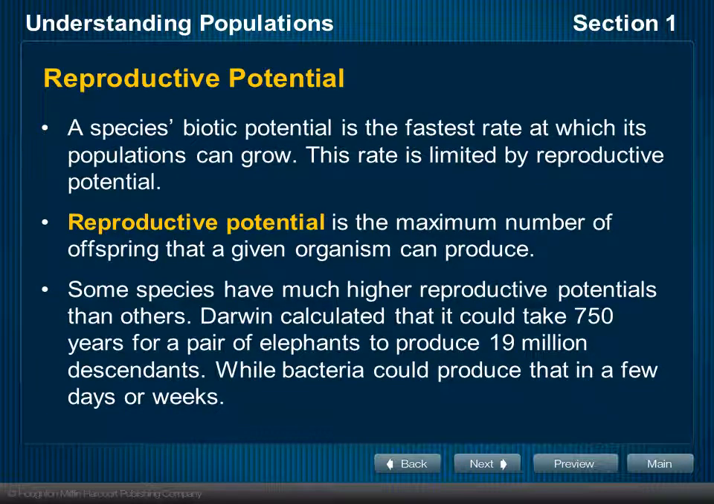And then obviously we understand as we look at different species that some species are going to have really, really high reproductive potentials. They can produce a lot of organisms in their life. And some species are going to have really, really low reproductive potentials. Darwin calculated that it could take 750 years for a pair of elephants to produce 19 million descendants. Okay, while bacteria can produce that in a few days. Some bacteria may even be able to produce it in a few weeks. So obviously bacteria is going to have a higher reproductive potential than elephants.